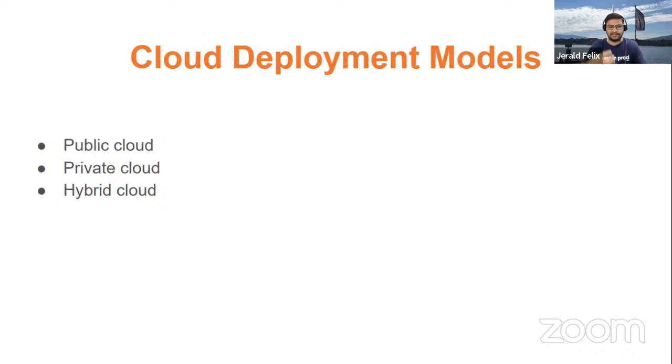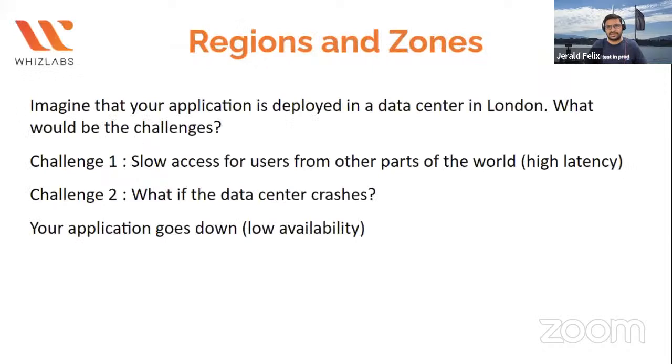And the third one is hybrid cloud. Hybrid cloud is a combination of both private and public cloud. So in an enterprise, they use both together for better product delivery, or better software delivery. So next comes the regions and zones.